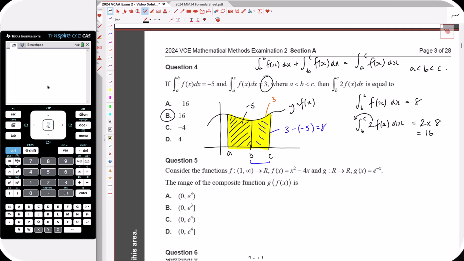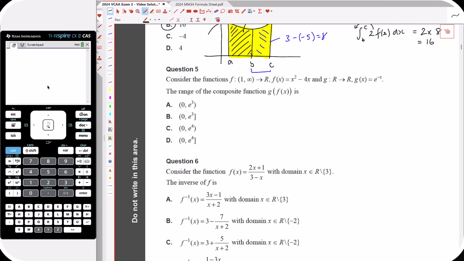So part B. Question 5, consider the functions f and g. f is a parabola, g is an exponential function. We can do this in 2 different ways, particularly given that we have our CAS, so we might talk that through in 2 different ways. First thing is thinking about what these functions look like and making sure that our composition is possible. The quadratic has intercepts at 0 and 4, if we were to factorize that. So the turning point will be halfway between 0 and 4, so that's at 2.